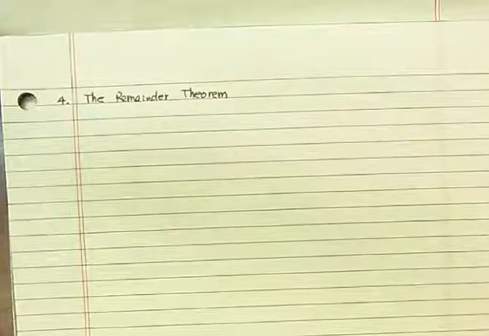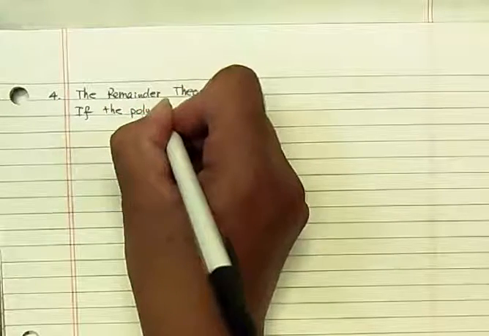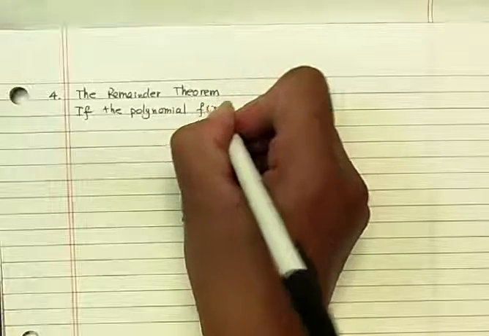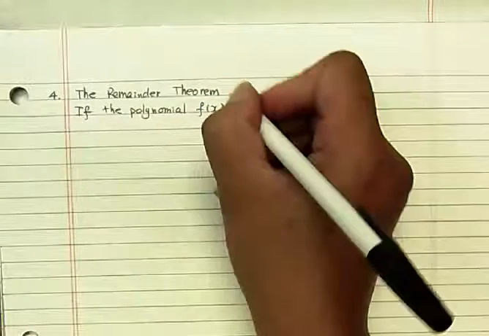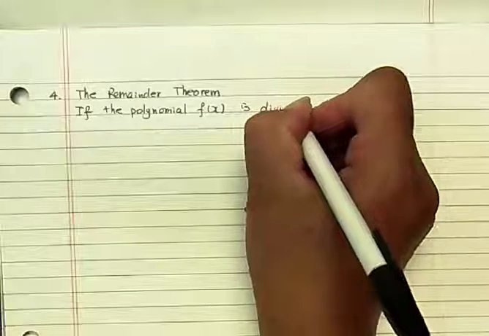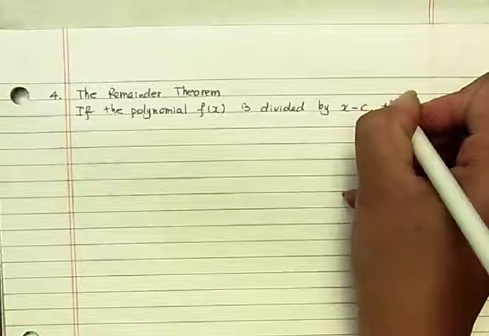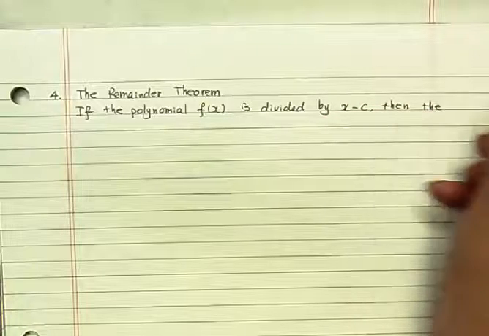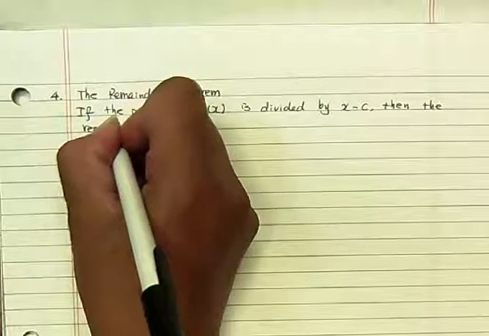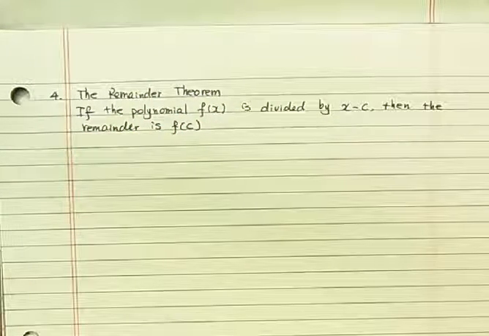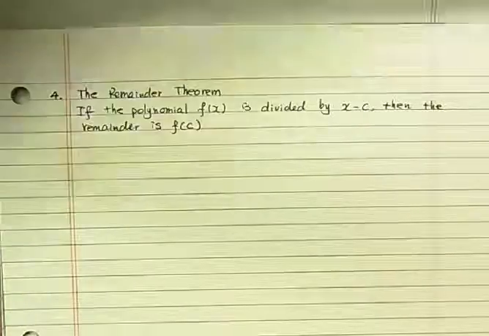What this theorem is telling us is that the remainder you found from the synthetic division is indeed the function value at the c point. If the polynomial function f of x is divided by x minus c, then the remainder is f of c.